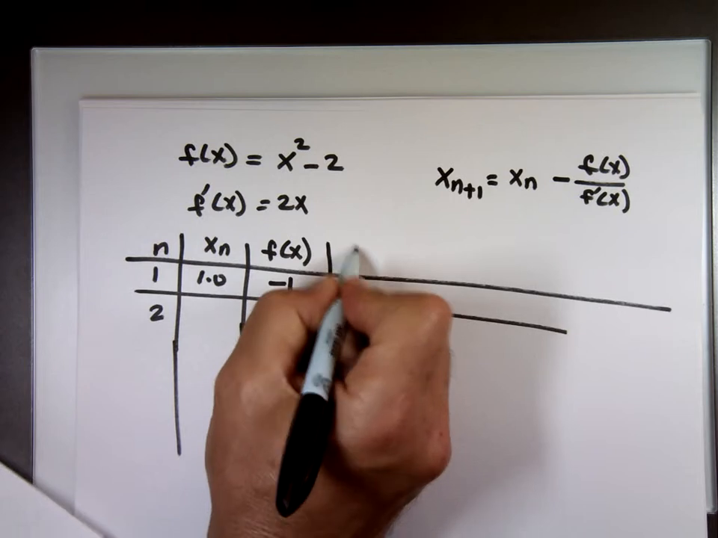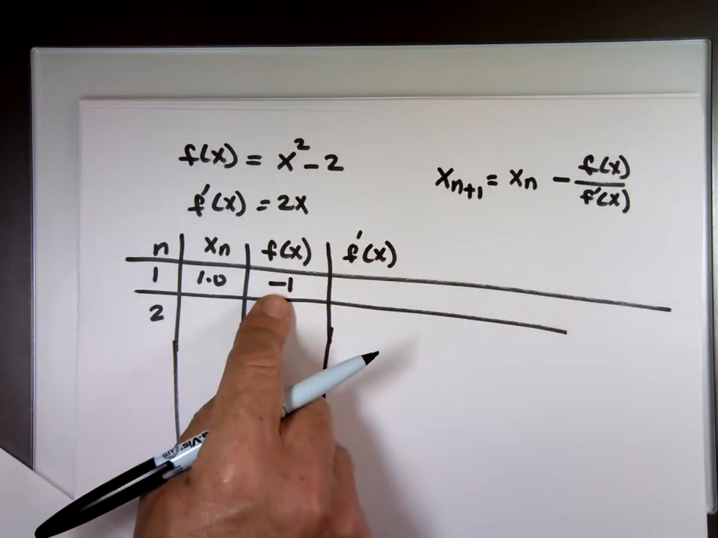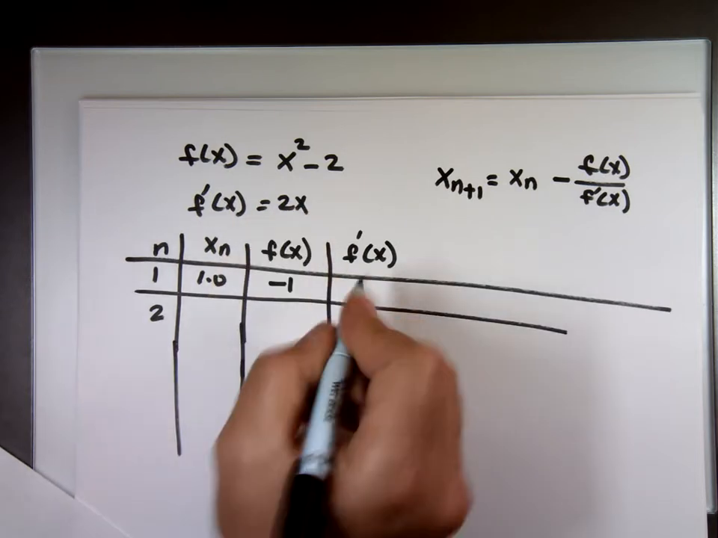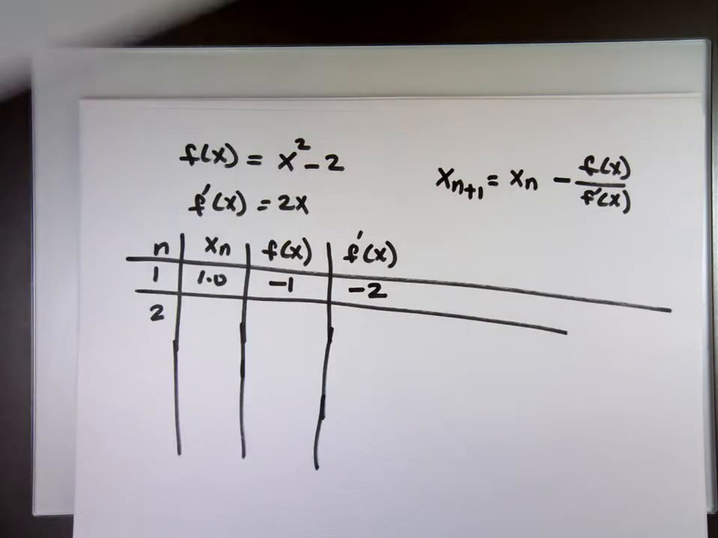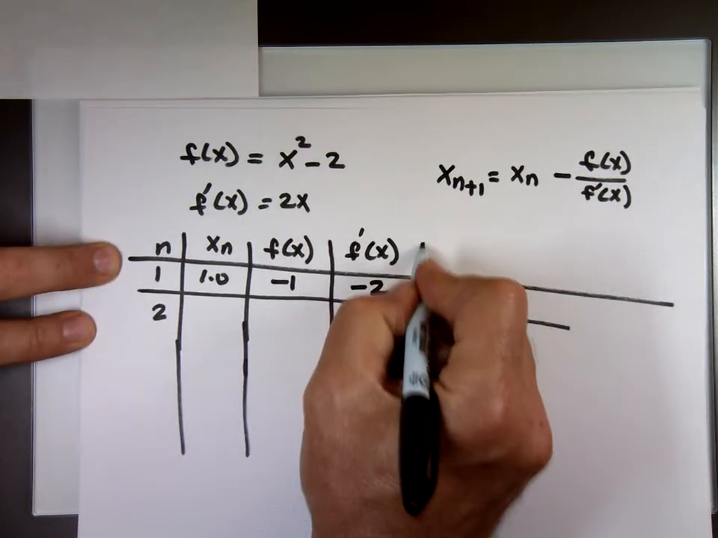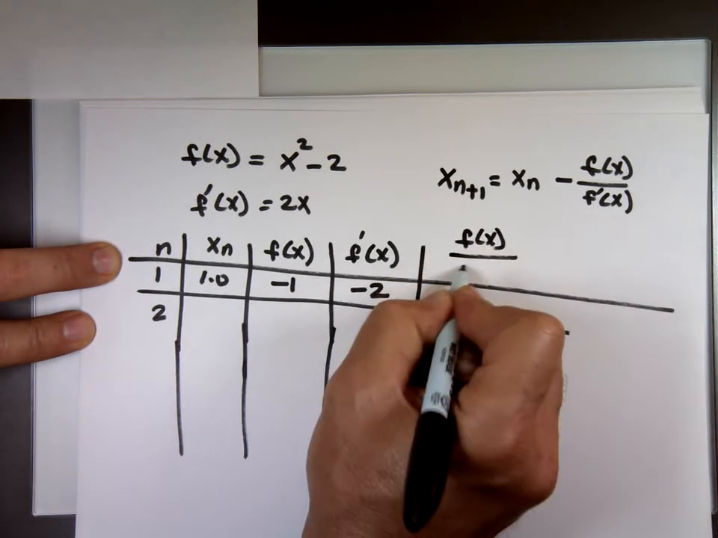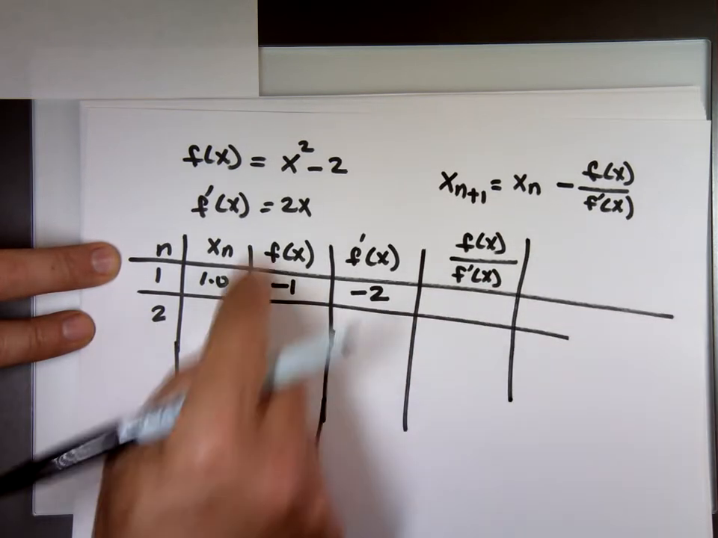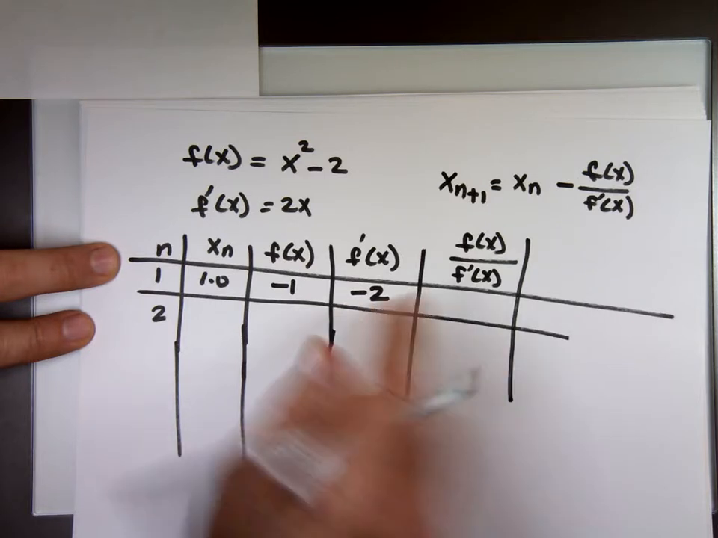So I need the derivative now of x. What is the derivative when x is minus 1? What's 2 times a minus 1? Negative 2. And now let's do it in color steps. Instead of jumping to this in one step, maybe I'll break it down into 2 steps. Let me find f of x over f prime of x. Negative 1 over negative 2, which is what? 1/2 or 0.5.